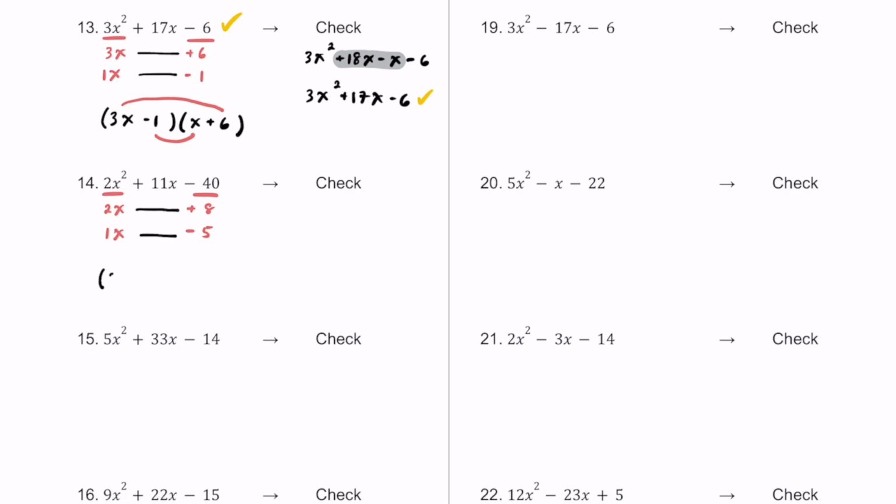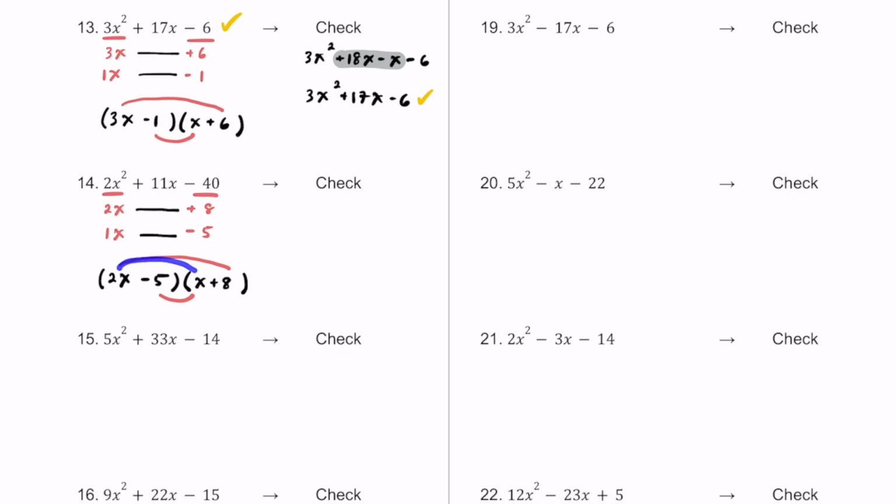So let's go ahead and write this out. So 2x is going to be the beginning of this binomial. Then 1x is going to be the beginning of this one. 2x is pairing with this 8, and the 1x is paired with this minus 5. So let's go ahead and see if this works out, but these are the pairings. And let's go ahead and FOIL to see if this makes sense.